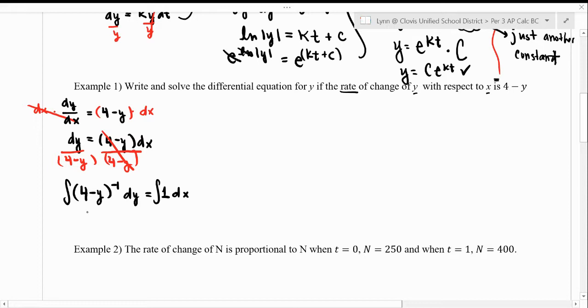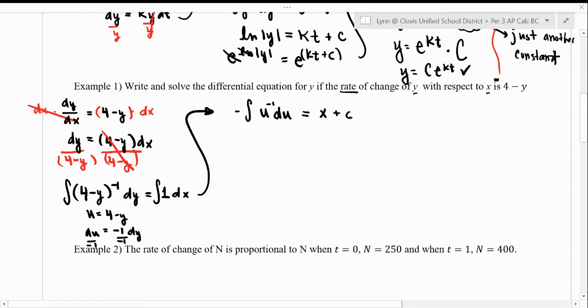And so it's going to be a u-substitution. So I would let u equal 4 minus y. And then that derivative would be -1 dy, but I don't have a -1. I just have a dy. So that means I need to divide both sides by -1. And then I will do that substitution up here. So then I will replace 4 minus y with u, and then dy will be replaced with du over -1, but I'm just going to pull that negative out. And then equal to, the integral of 1 with respect to x would just be x plus c.